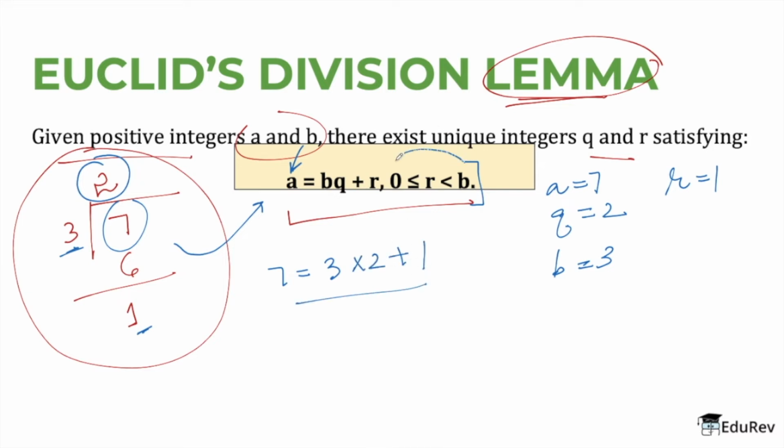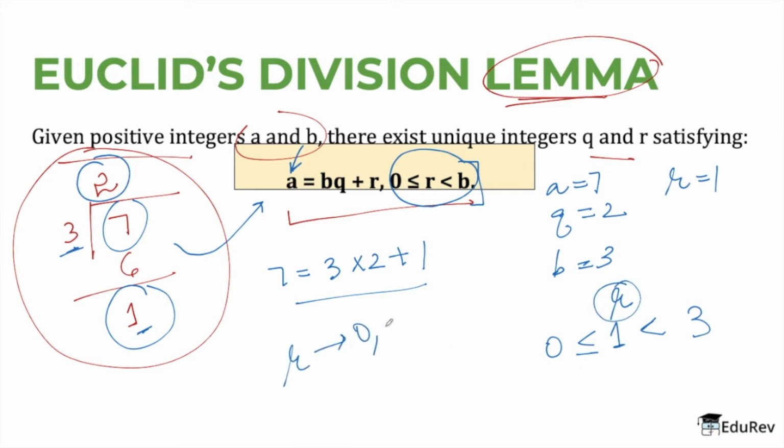Now there is this bar on the r, which is to say that r can be greater than or equal to 0, but it has to be less than b. Like for example, in this case we have 1. So 1 can be greater than or equal to 0, but it has to be less than 3, right? So the values of r can be 0, 1, 2. It cannot be 3. And in this case it is 1. As simple as that.